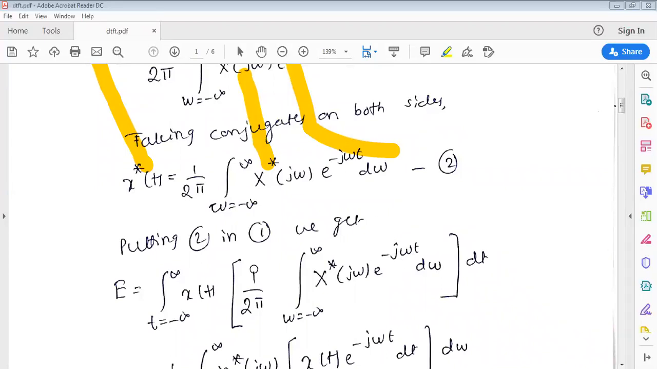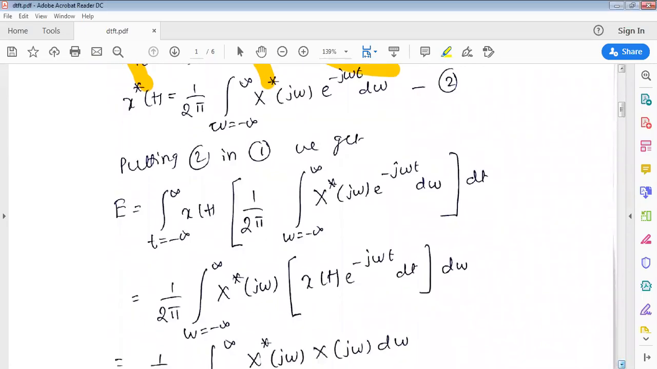Now what I will do, 1 by 2 pi is constant. 1 by 2 pi is constant. I will replace the outer integral with the inner integral and the inner integral with the outer integral. Any doubt? No, ma'am.